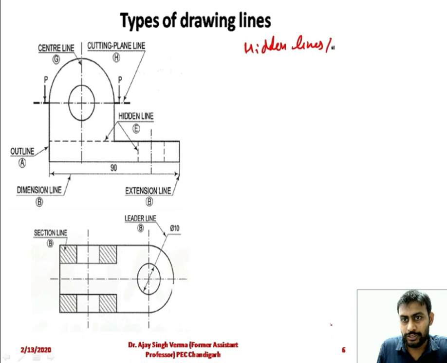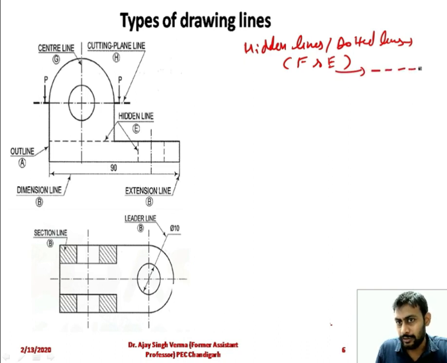Next is your hidden lines, or you can say dotted lines. We represented them in our previous slides as F type or E type. Both types we will use as hidden lines or dotted lines. The type E line is a thick dashed line, and F is a thin dashed line. We already represented this in our previous slide, if you remember. This hidden line, F type or E type, we will use when some feature is there, but we cannot visualize it in a particular view.